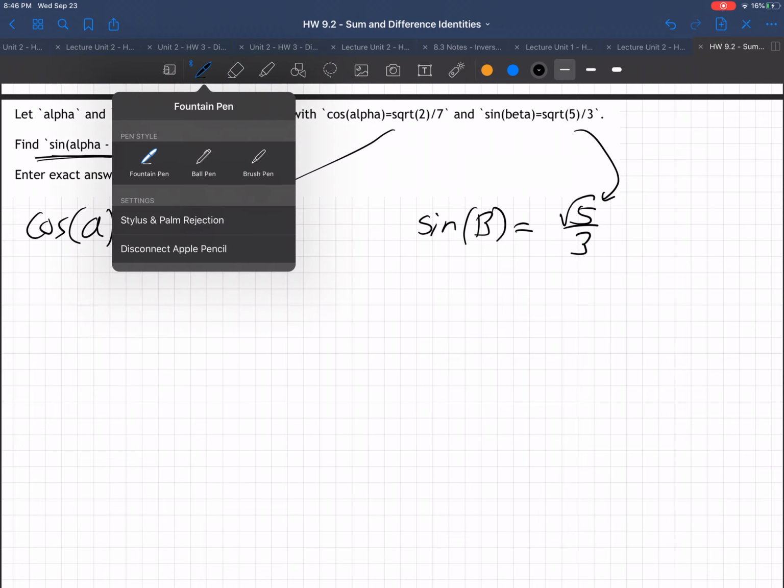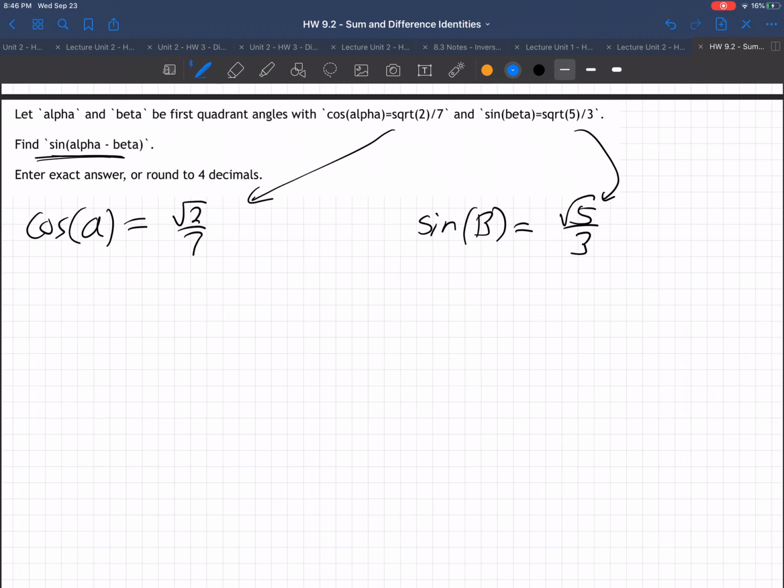How am I going to do that? Well, let's write out the sine of A plus B. In fact, I think I'm just going to make that a capital A. It just works better for me. Sine of A plus B. Okay, right, that's what they're asking. Sine of alpha plus beta. Find that. So what is the sine of A plus B?